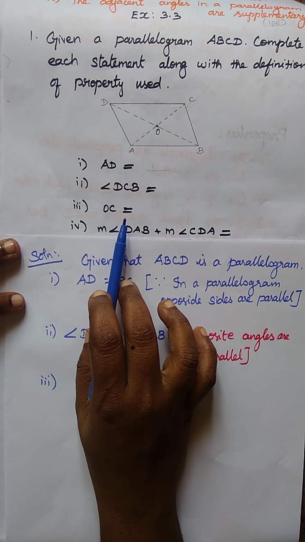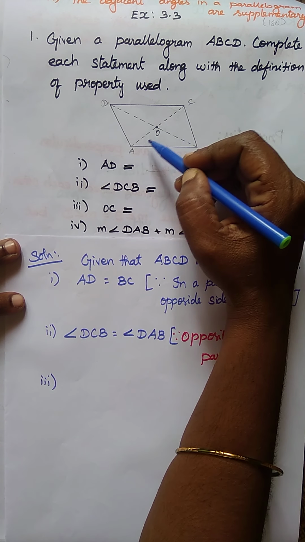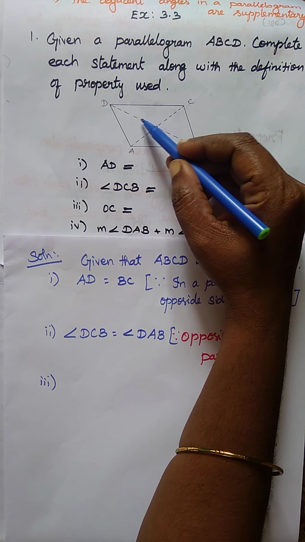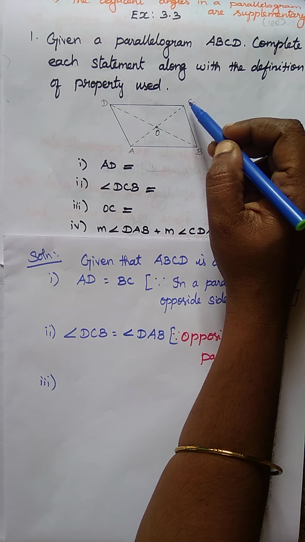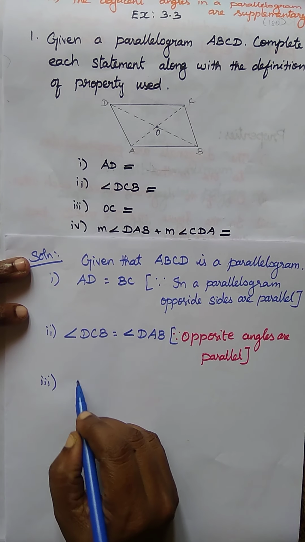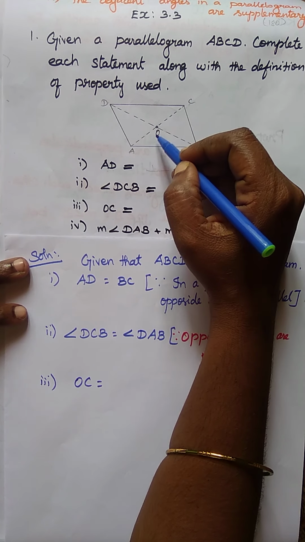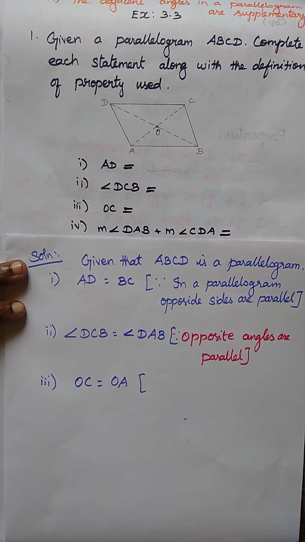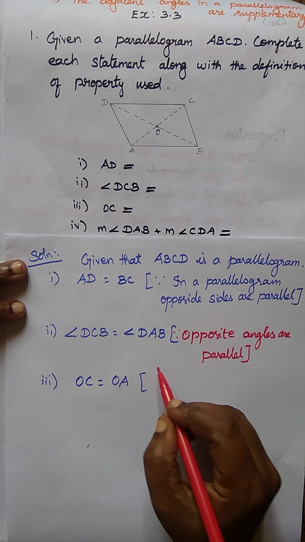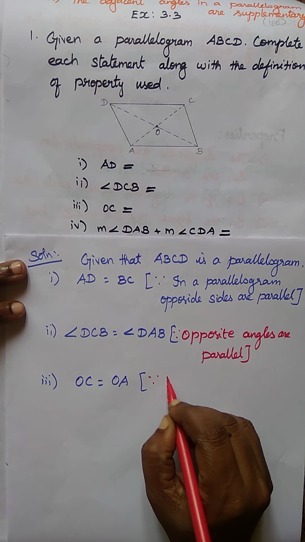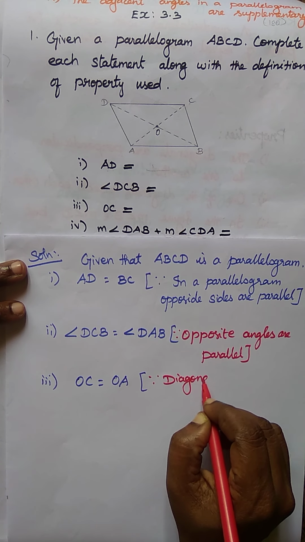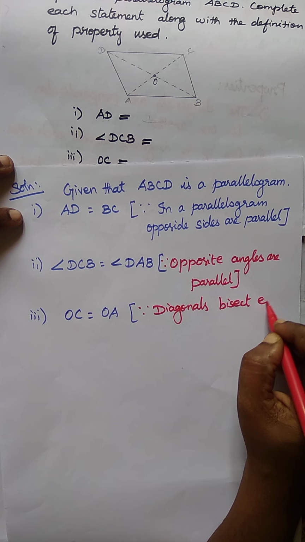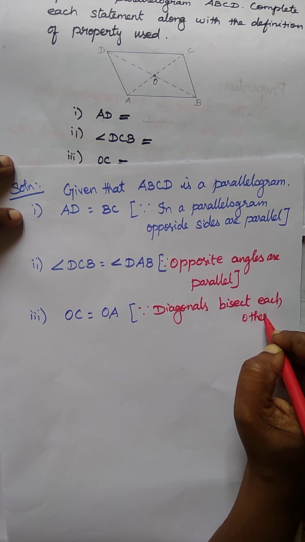Next, question number 3. What is OC? Already we have said diagonals bisect each other. In the diagonal BD, AC is bisected. That is, OC is given. So OC is equal to what? We said they bisect equally, so what is OA? So OC is equal to OA. The reason is diagonals bisect each other. This is the third one.